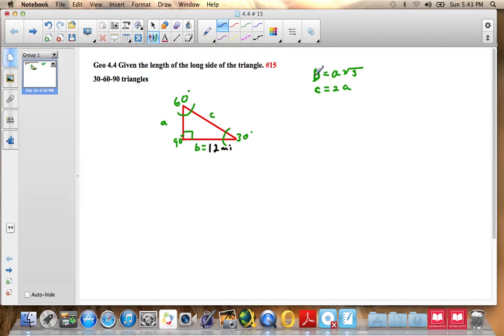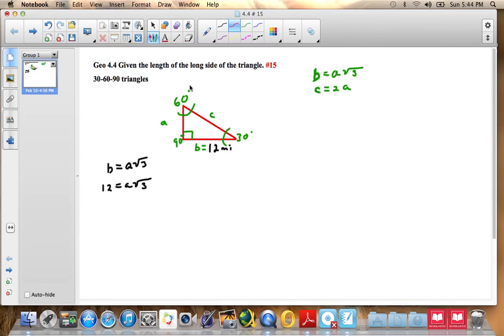So given my formulas, B equals A square root of 3 and C equals 2A, first I'm going to solve for A. The reason for that is because I need A in order to solve for C. As you can see here, I'll have to plug A in here to make C. So my equation is B equals A square root of 3 and B equals 12. So then I have 12 equals A square root of 3.